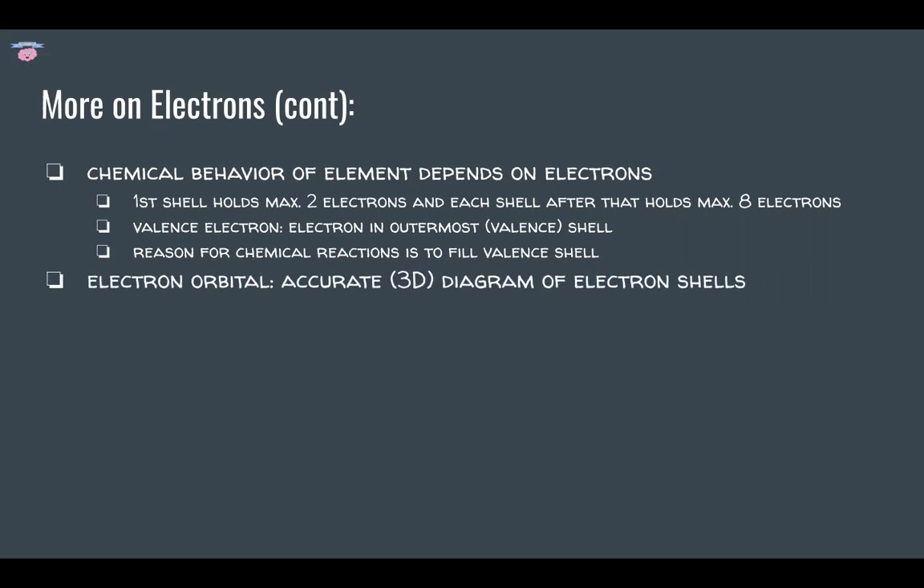An electron orbital is the accurate diagram of electron shells, and this is a 3D diagram. So unlike those little 2D circles that I drew, this is an actual accurate diagram. And these show where an electron could possibly be. We don't really know where an electron is at a certain time, but we know that it could be in this cloud, the electron cloud. It could be anywhere in this orbital.